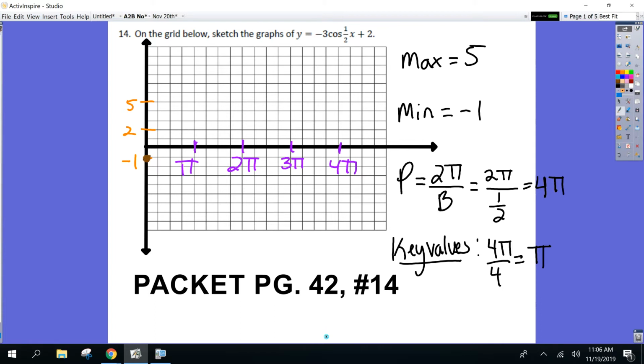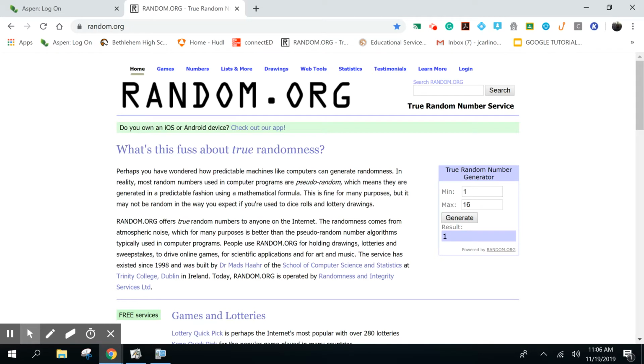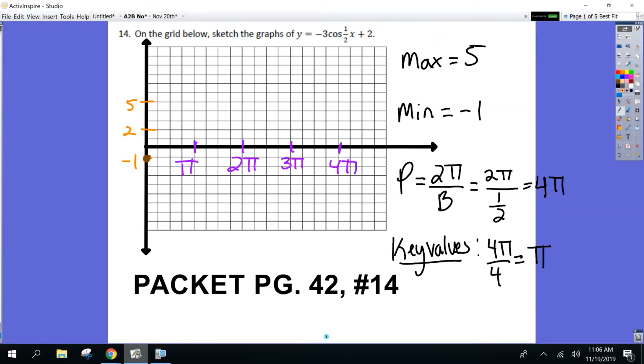Ashley said it starts at its max, then travels down to where after the max? Zero. But where's my actual 0, or my midline here? At 2. Are we comfortable where it goes from here? 5, 2, -1. Any issues, guys? We all good? Just wanted to review that again.